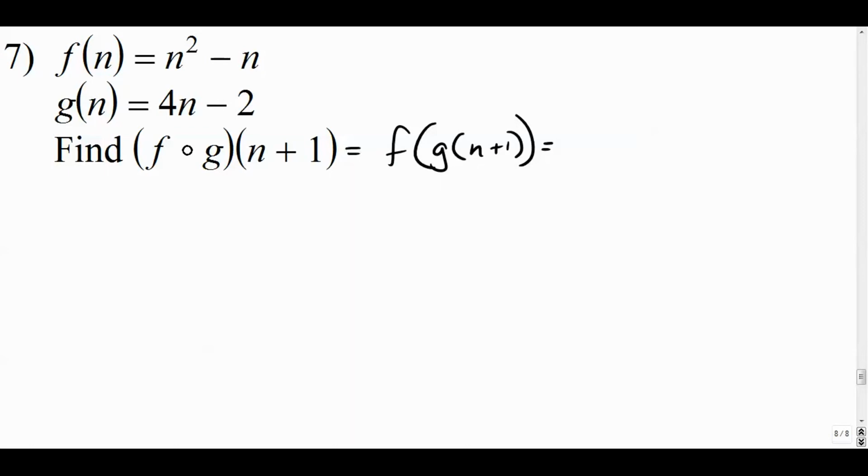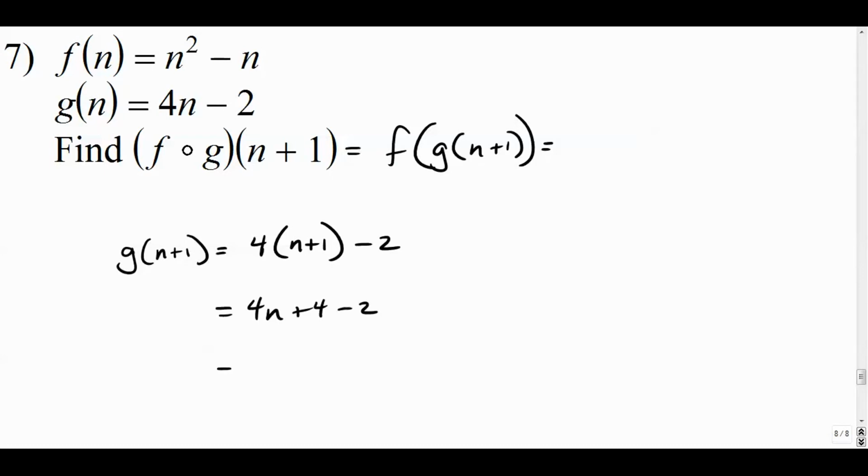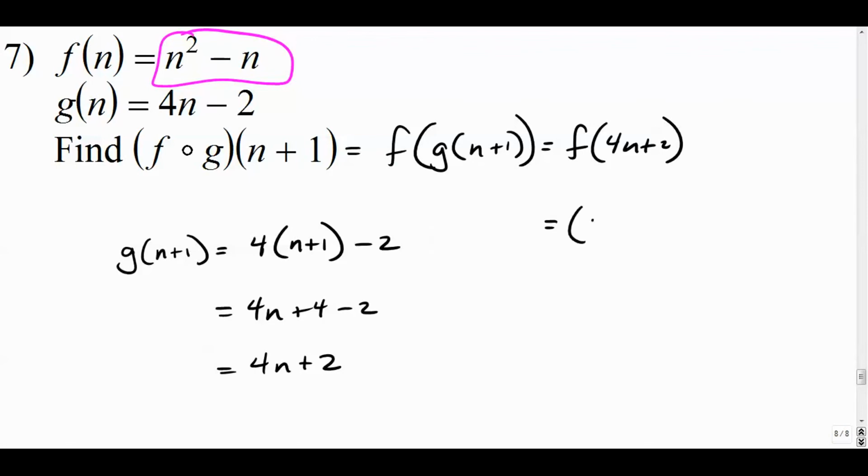So I'm going to find g of n plus 1 first. So we just evaluate this function for n plus 1. So it's 4 times quantity n plus 1 minus 2. So that's 4n plus 2. So now I find the f value of 4n plus 2. So now I'm going to go up here, and every time I see an n, I'm going to replace it with 4n plus 2.